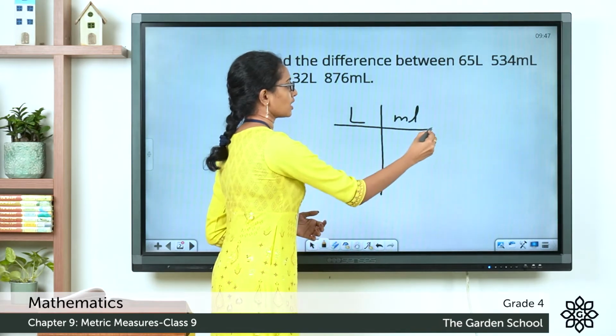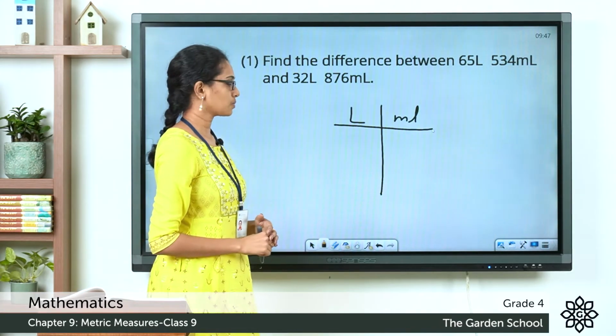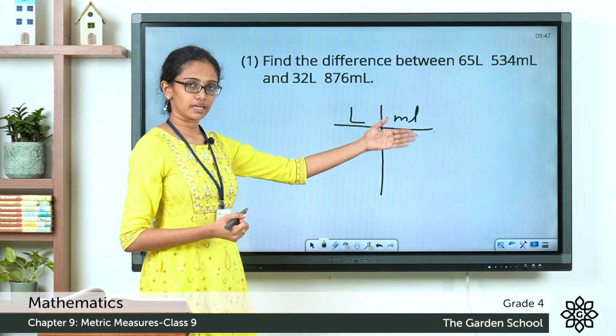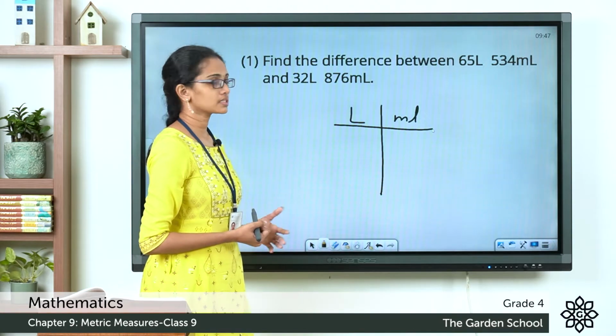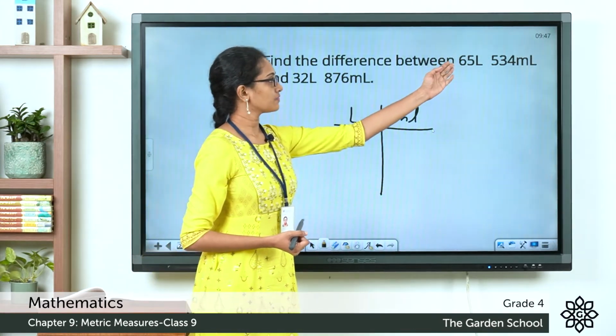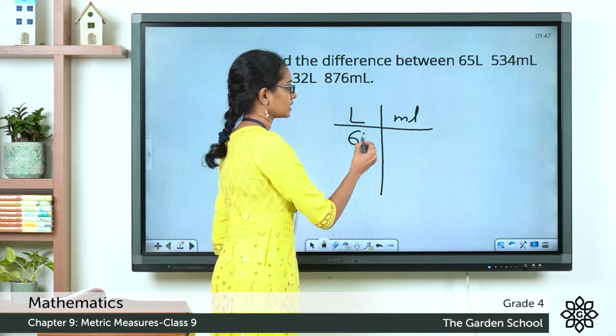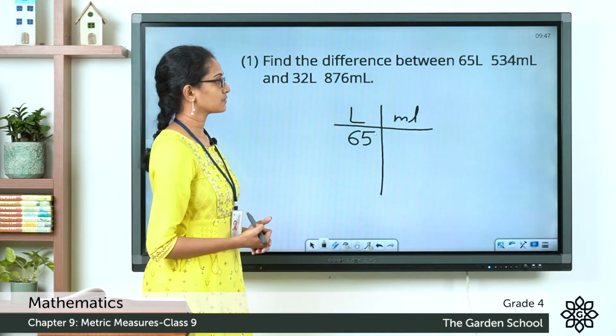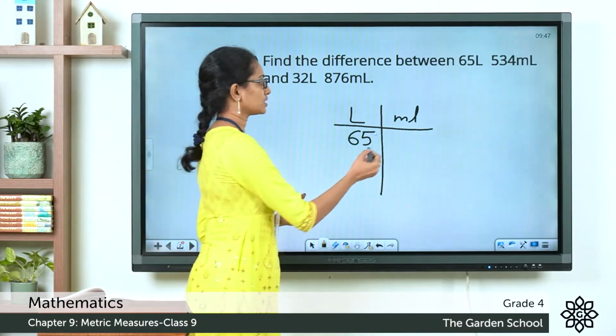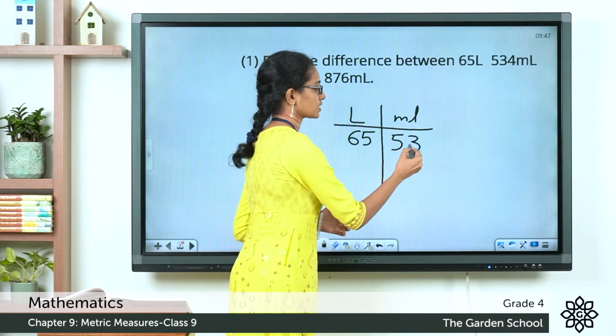So let's draw two columns, one for liter and the other one for milliliter. The smaller unit is milliliter and the liter is the bigger unit. So let's write the given measurements in the proper columns. 65 from 65 liters goes in the liters column and 534 milliliters, that 534 goes in the milliliter column.